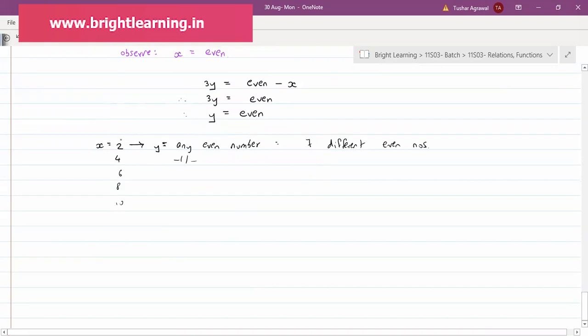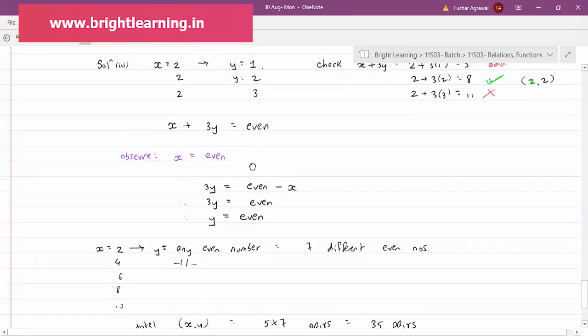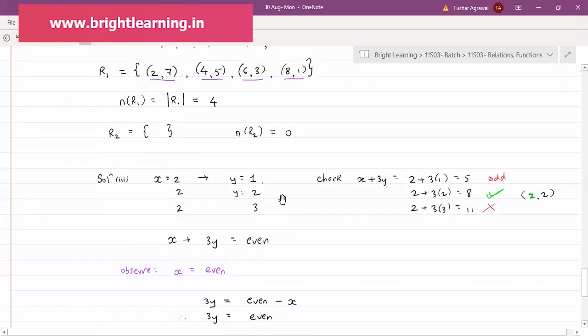So one single x gets paired up with 7. So how many x's are there? 5 different x's are there. So total x, y pairs is 5 into 7, which is equal to 35 pairs. Is the explanation clear? So the cardinality of R3 is equal to 35. Is this clear to everyone? Yes, sir. Okay.